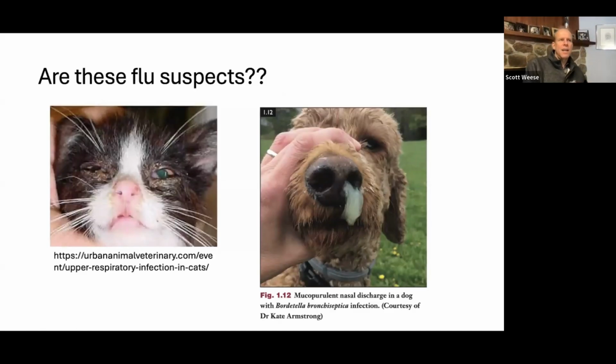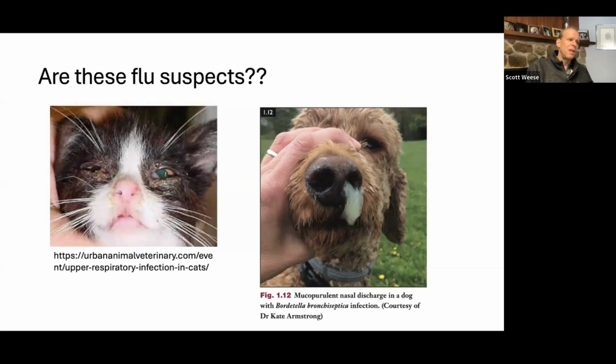And I think for the shelter level and at the routine primary care level, this is the big question for us. Are these flu suspects, this cat that's got our typical upper respiratory infection or our kennel cough-like dog? And I think we have to play the odds a little bit. If it's a young outdoor cat, it's got typical herpes-like signs, it probably doesn't have flu. If it's a dog that's been mixing and it's got typical upper respiratory signs, it's bright, alert, it probably doesn't have flu, but I don't think we can say 100% right now.